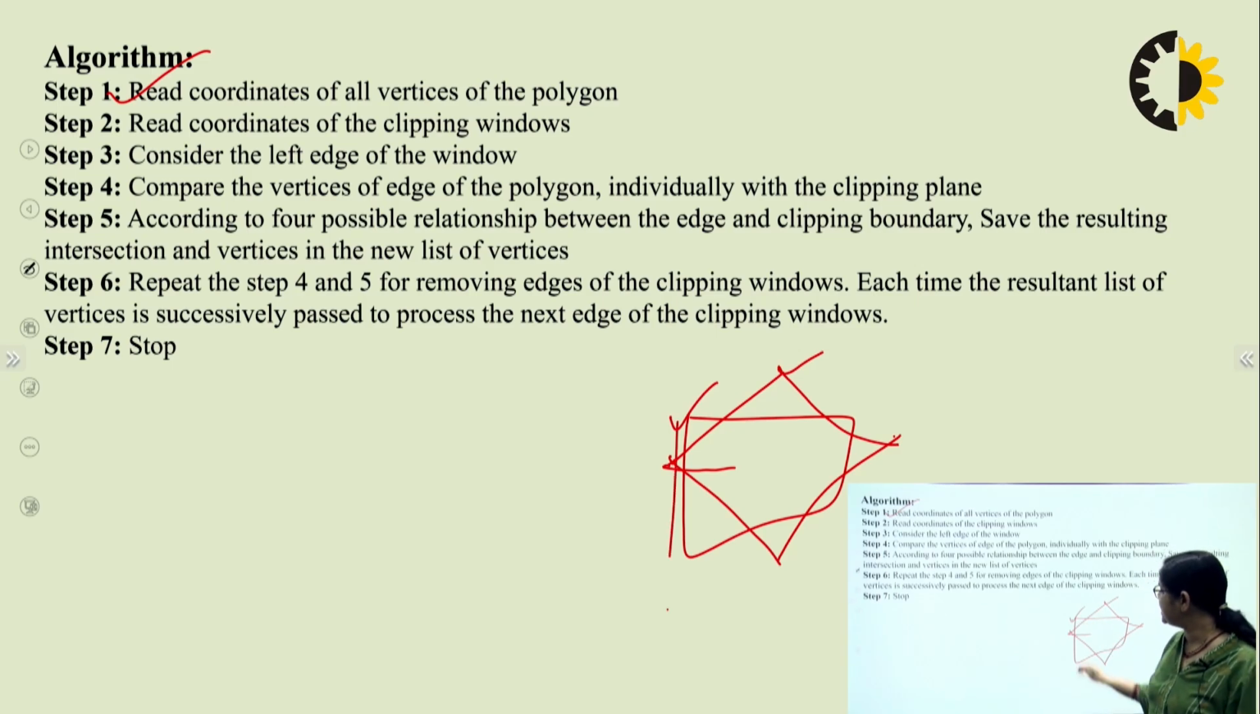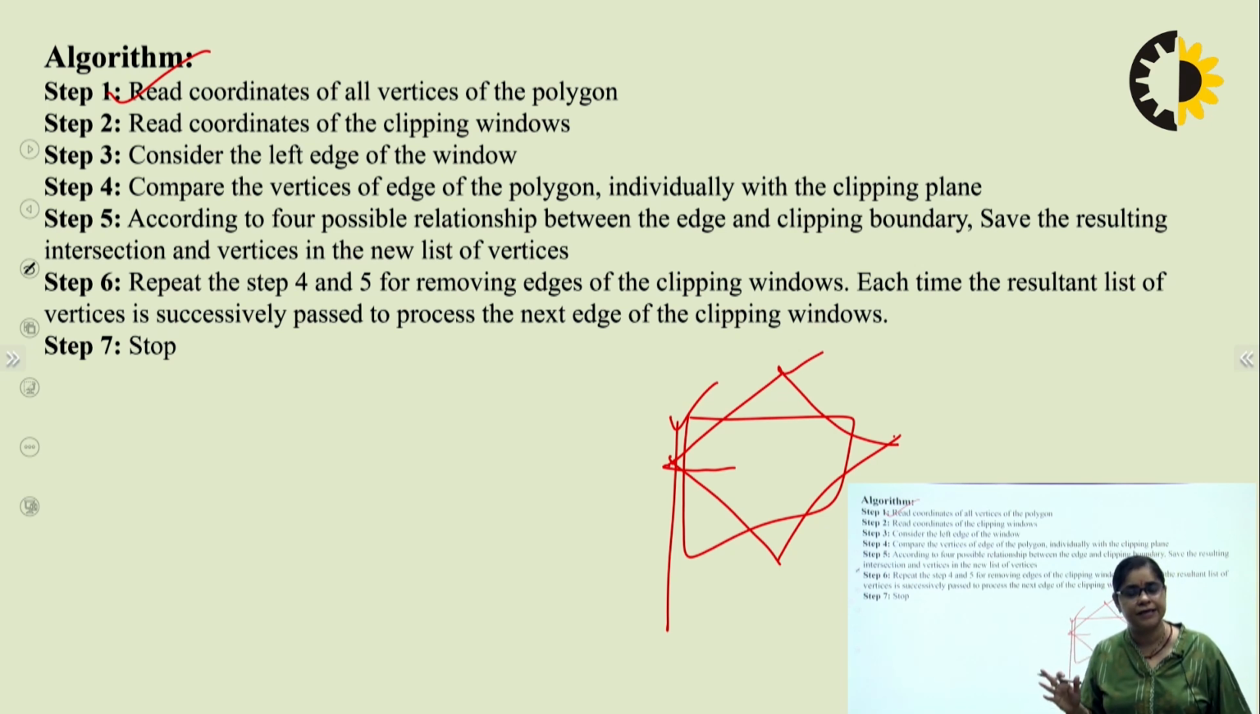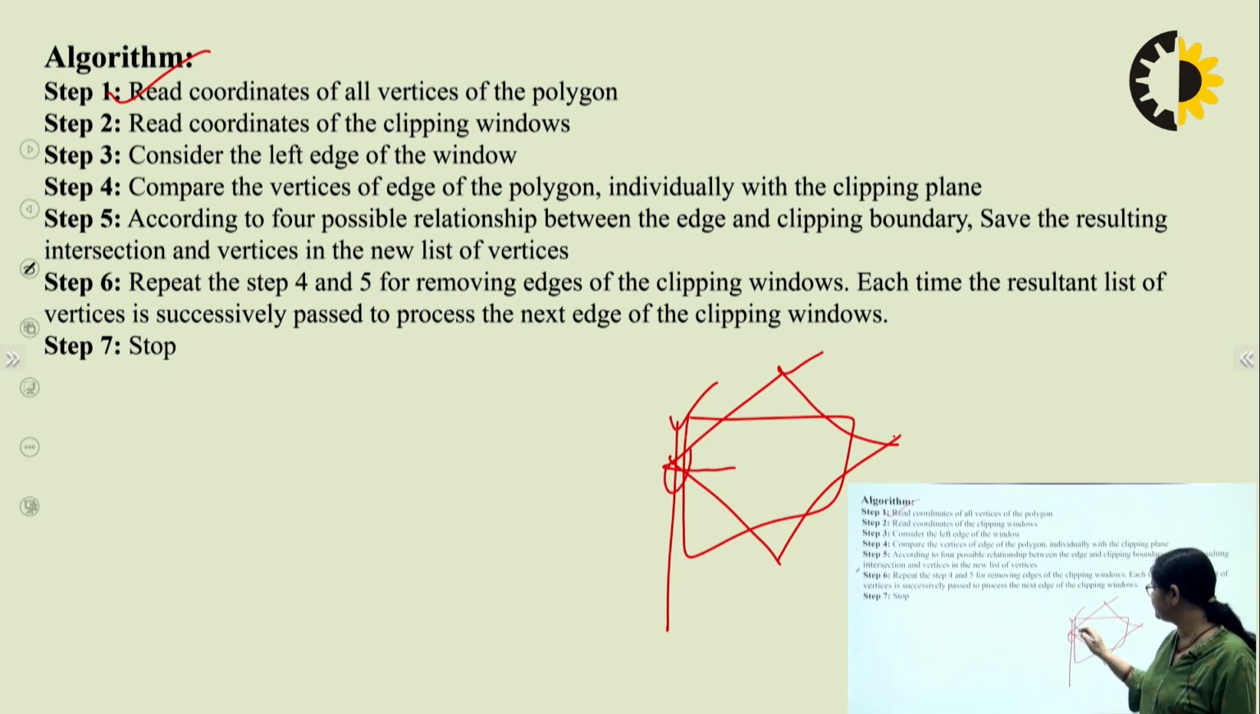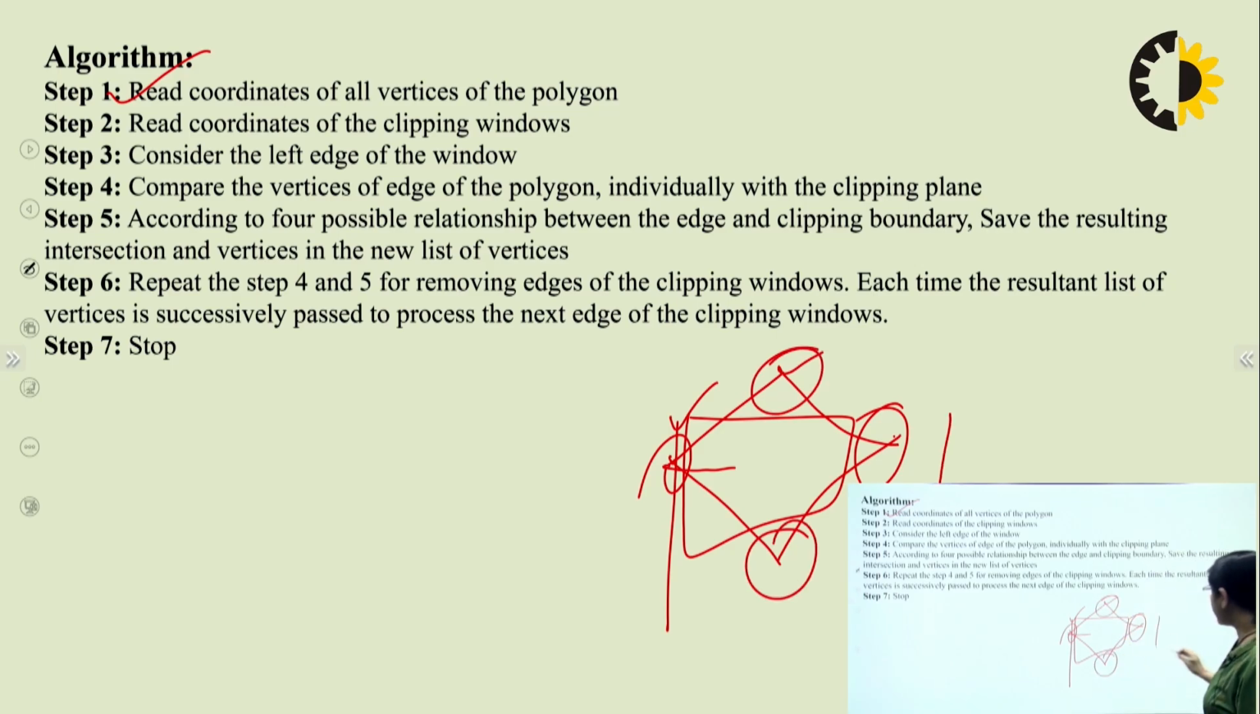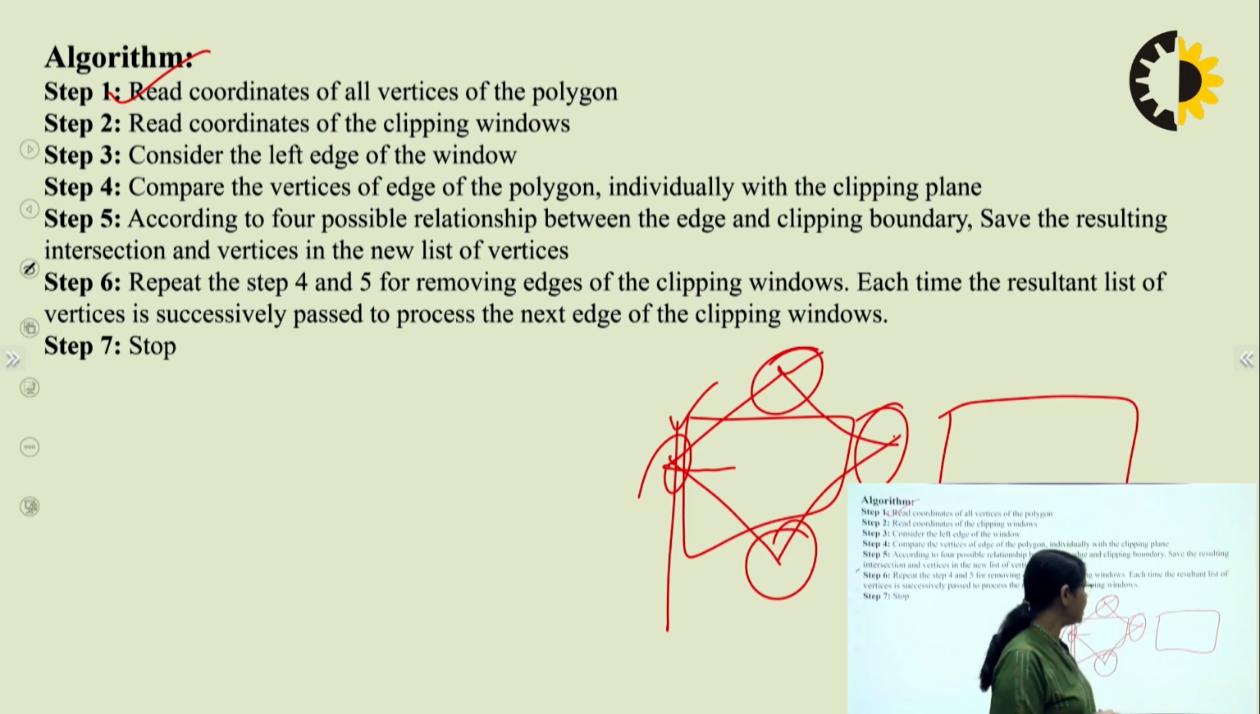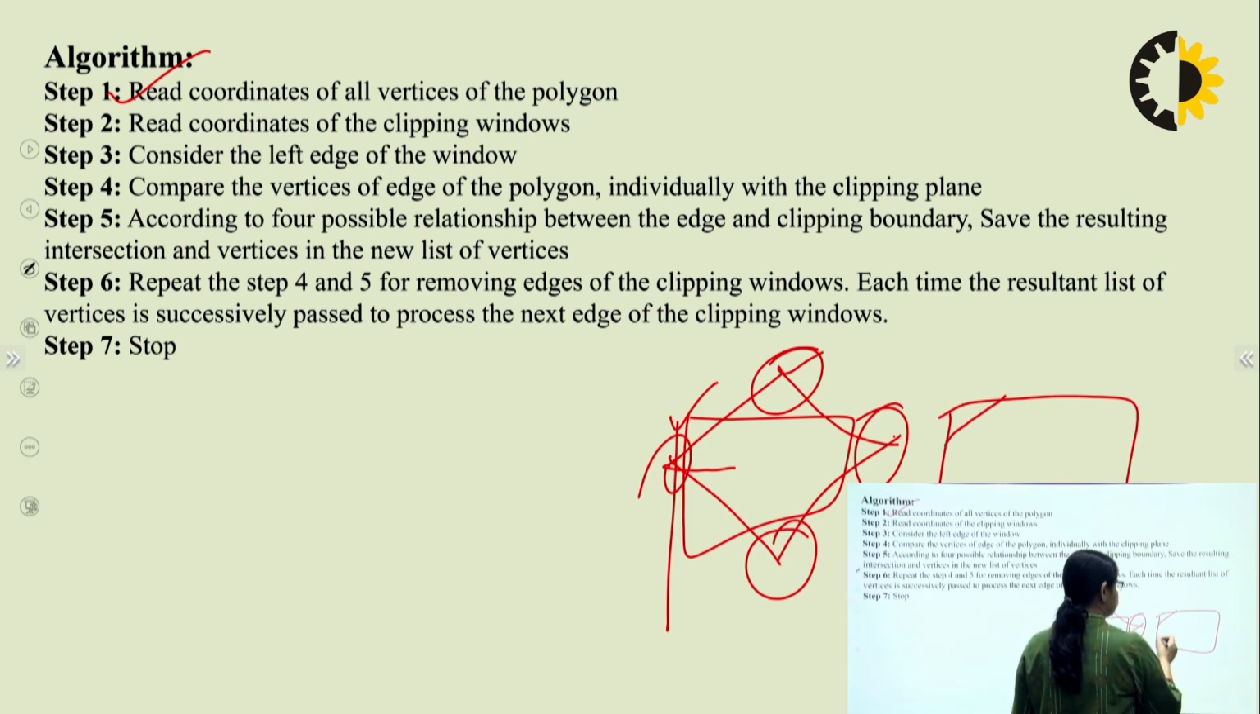Now consider the left edge. Compare the vertices of the edge of the polygon individually with the clipping plane, and this comparison will be done on the 4 possible cases that we have discussed in the previous slide. According to that, we will work on it. First, we will clip the left part, then we will clip the right part, then top, and then the bottom. So finally, our diagram will be like this. It will come like this, and this is the resultant polygon after the clipping.